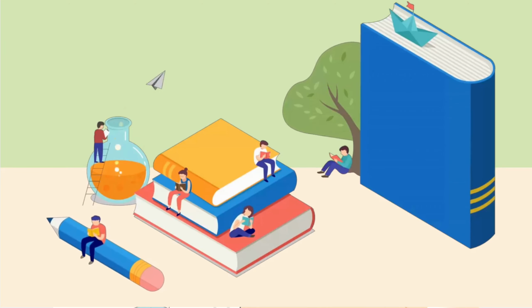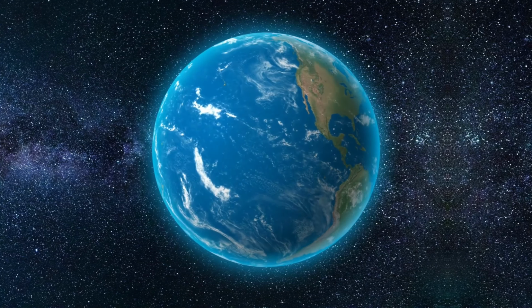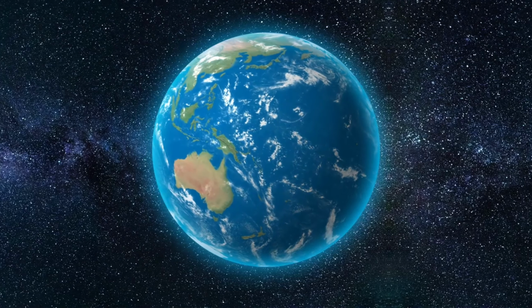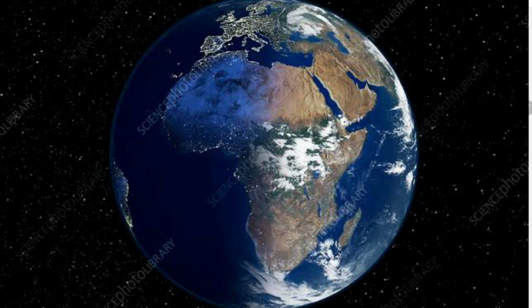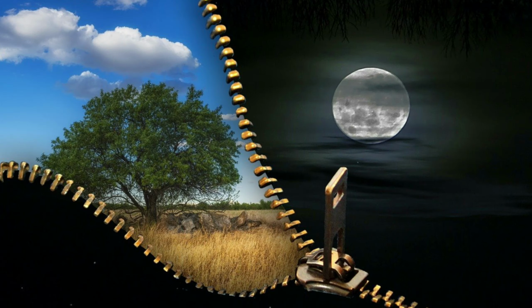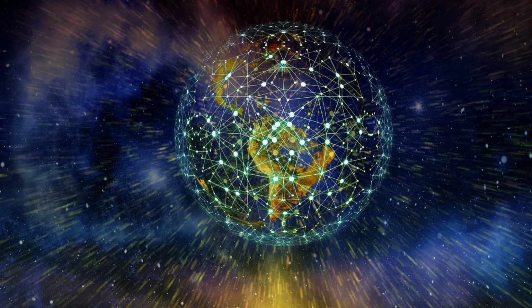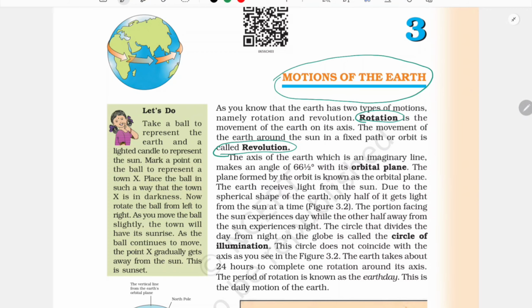So today in this video we are going to study about motions of the earth. You will understand the phenomena of why there is day and night due to rotation and why there is change of season due to revolution. By the end of the chapter, you will understand the concept of the seasons, day and night, and the concepts of circle of illumination and orbital plane, everything properly, about rotations and revolutions.